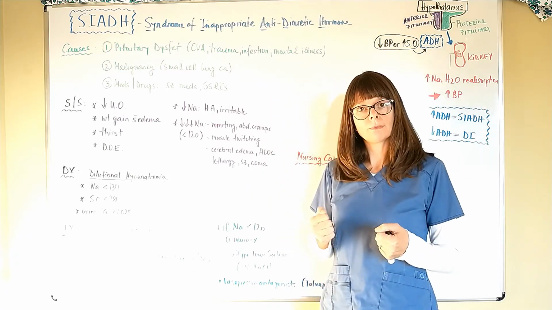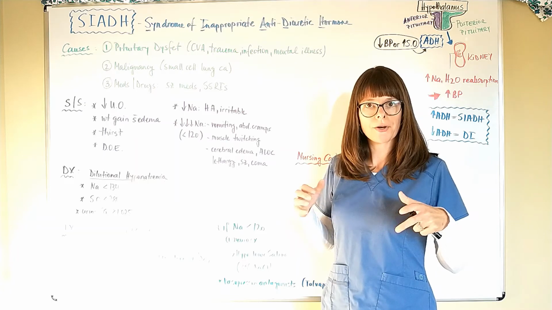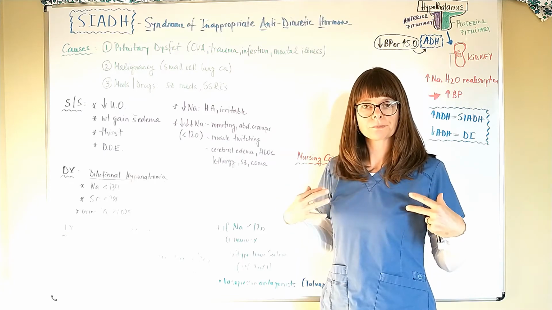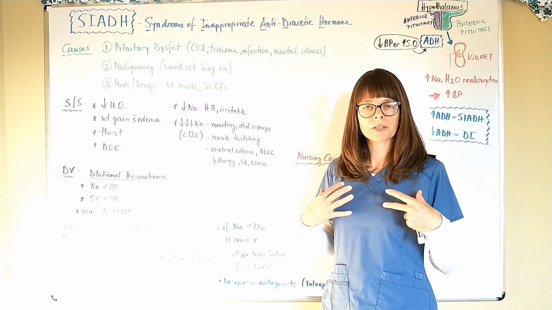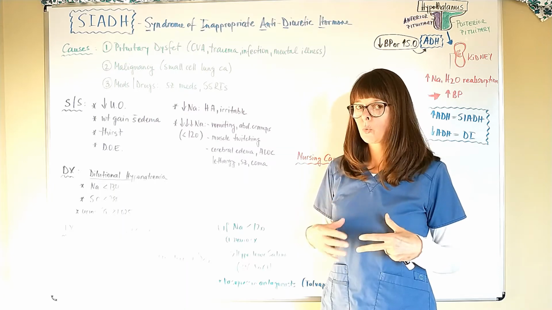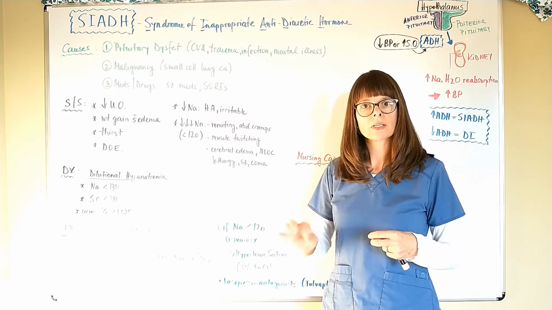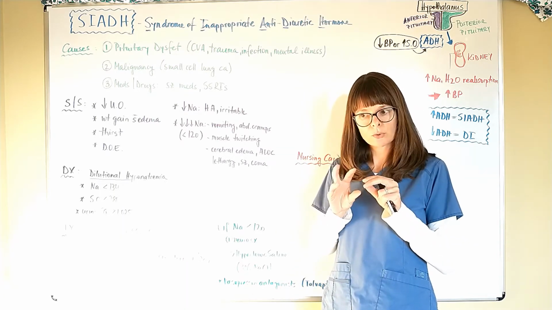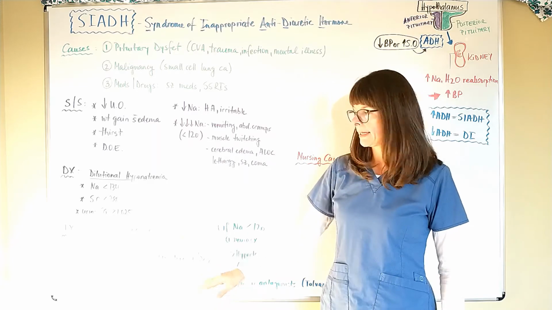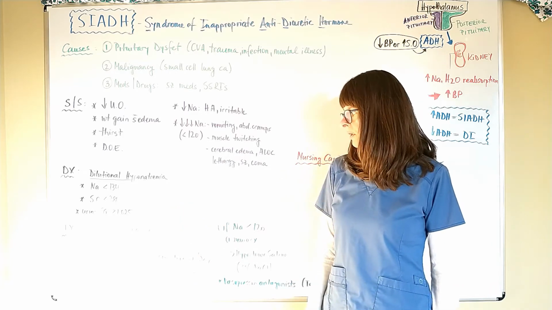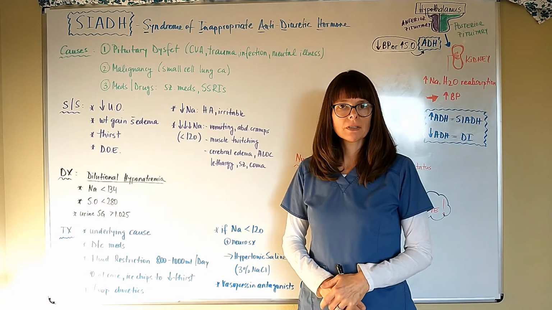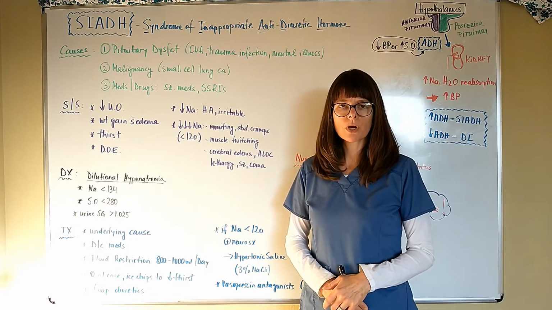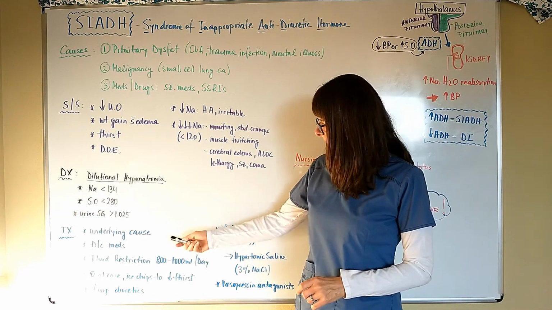So we're reabsorbing more water, so that in the system the sodium and the other electrolytes might be diluted, whereas in the urine we're only excreting a small amount of urine, and so the particles will be more concentrated, hence the elevated urine specific gravity. The treatment for SIADH, we always want to address the underlying cause.